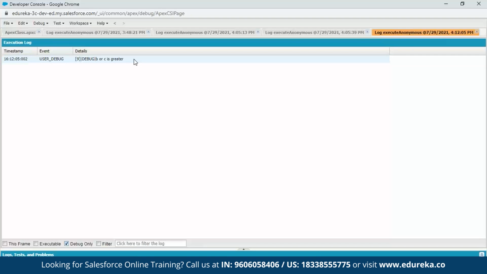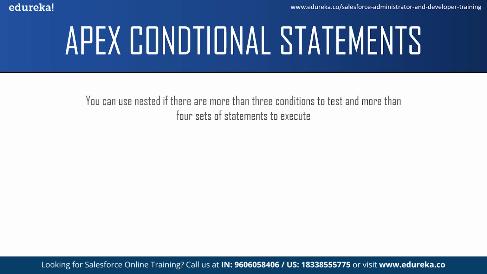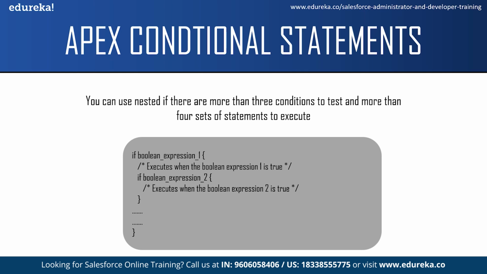So this was the if else conditional statement in Apex. Now let us see the next conditional statement, which is nested if. You can use nested if when there are more than 3 conditions to test and more than 4 sets of statements to execute. This is the syntax for the nested if statement.